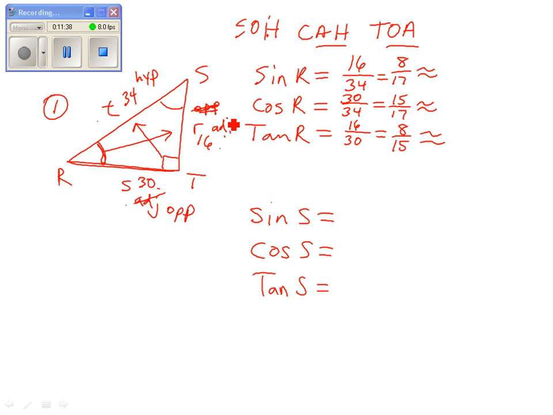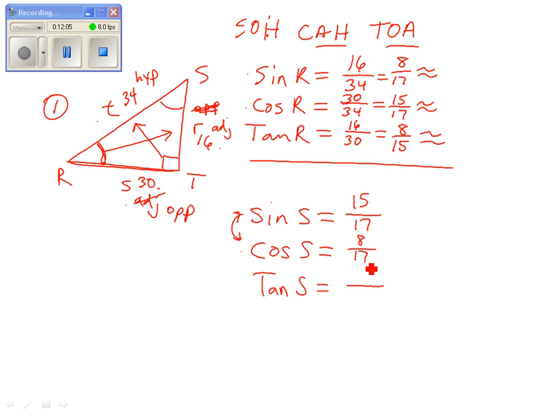But if you've already found all these up here for angle R, then when we do angle S, if you remember, the sine and the cosine are just going to switch places from angle R to angle S. So the sine of angle S would be the cosine of angle R, which was 15 over 17. The cosine of angle S would be the sine of angle R, which was 8 over 17.